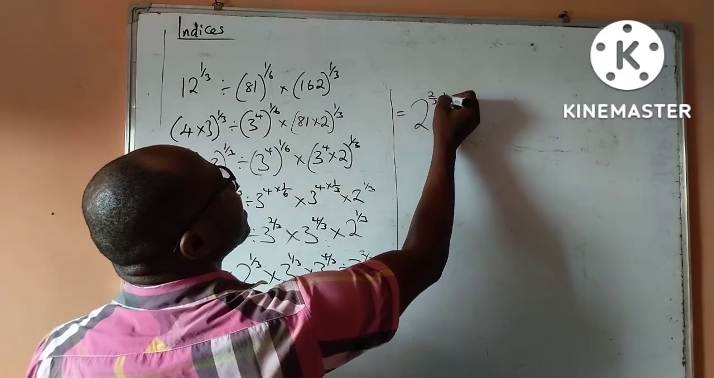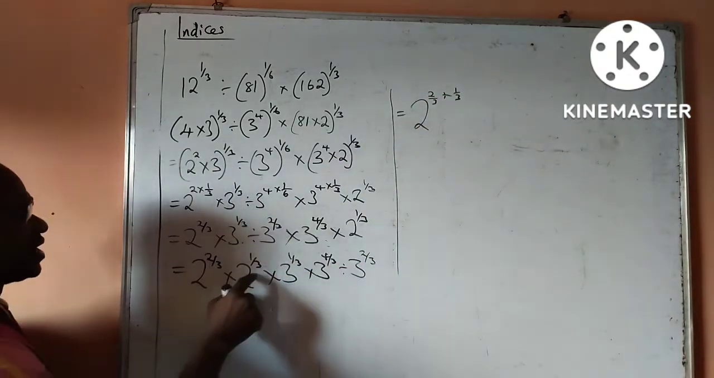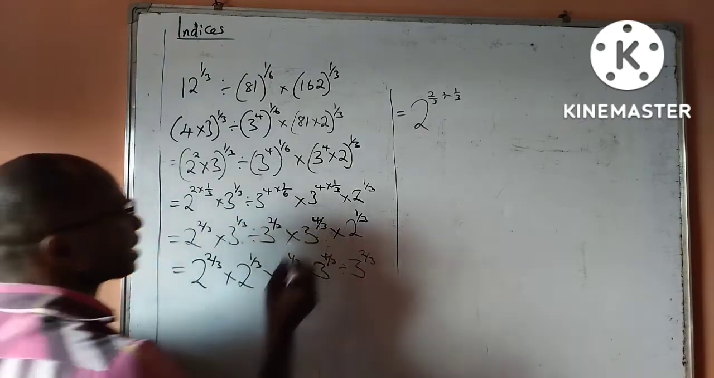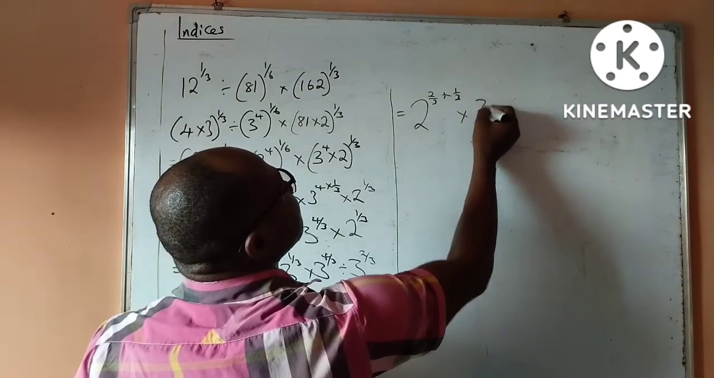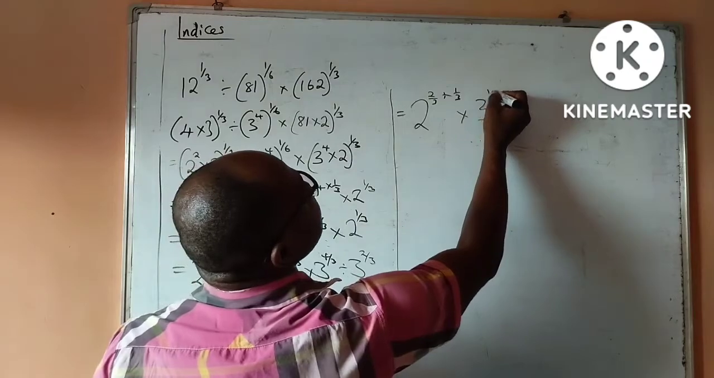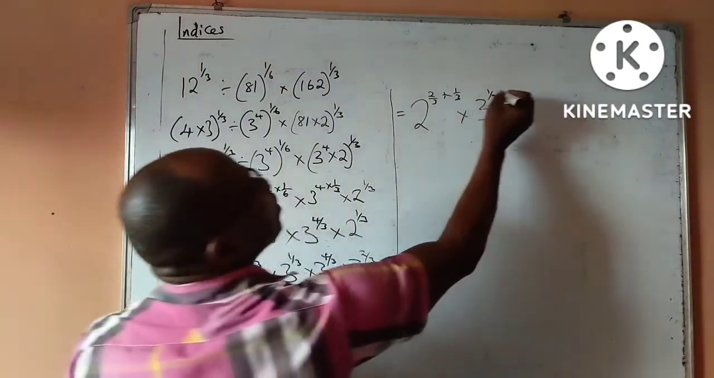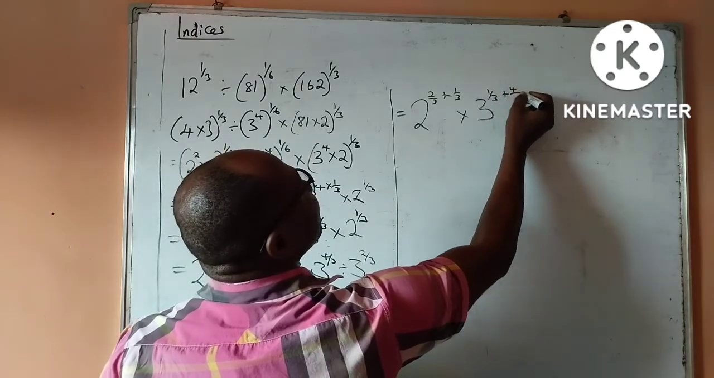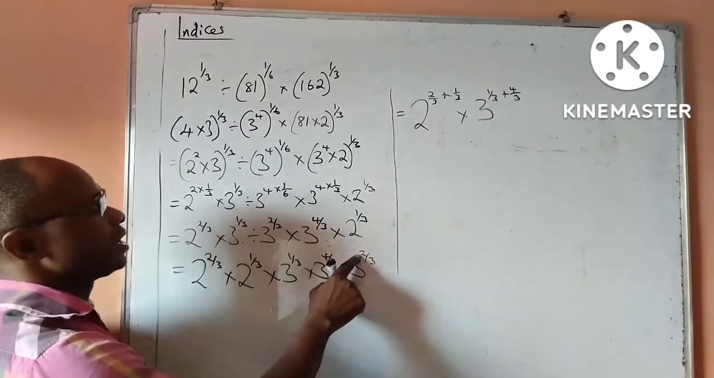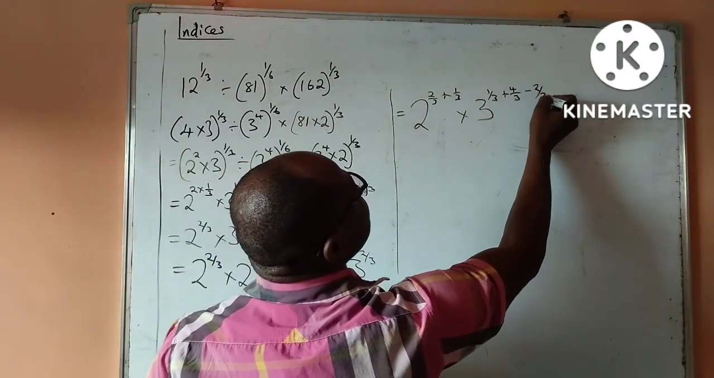2 over 3 plus 1 over 3. So I have done the addition for base 2. I will now go for the base 3's. That means multiply by 3 raised to power 1 over 3, then I will add again, plus 4 over 3. Because of this division, I will now subtract the last power, which is minus 2 over 3.